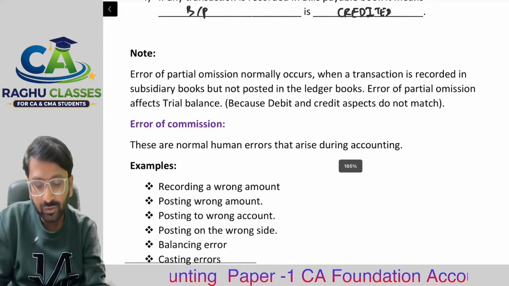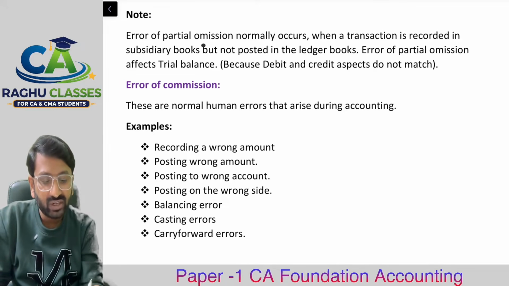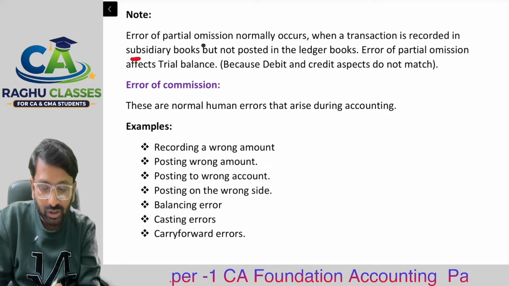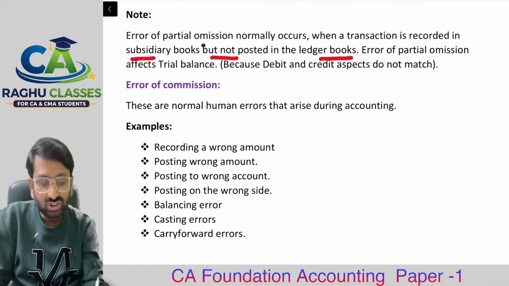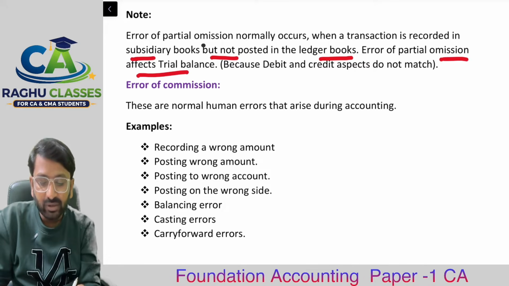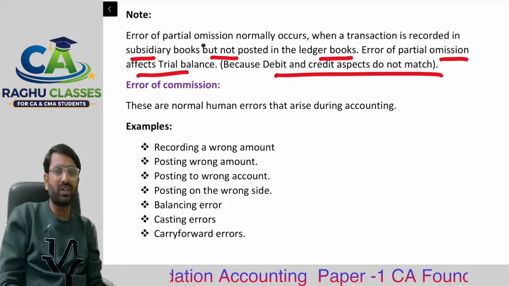This is what we have discussed here. Okay. So error of partial omission normally occurs when a transaction is recorded in the subsidiary book but not posted in the ledger book. This will affect trial balance because debit and credit aspects do not match with each other. Now we'll move on to the next one.